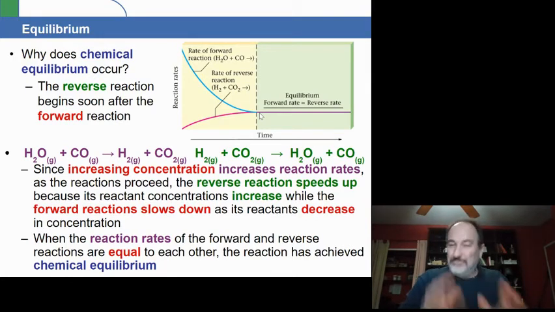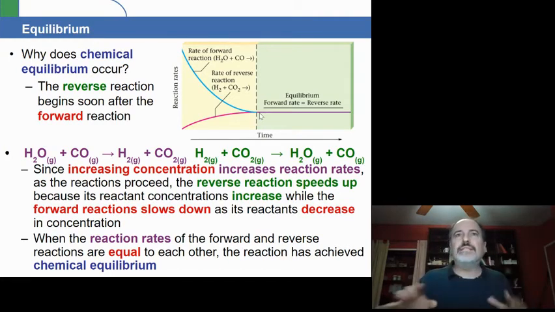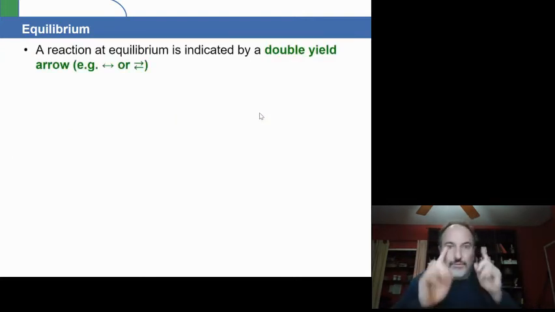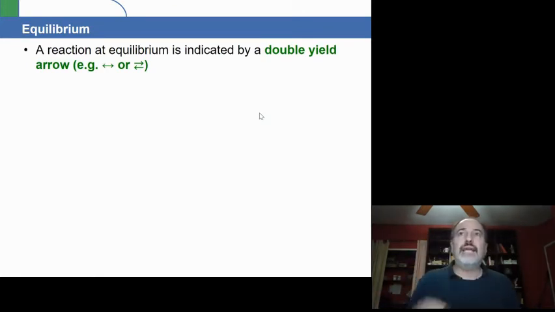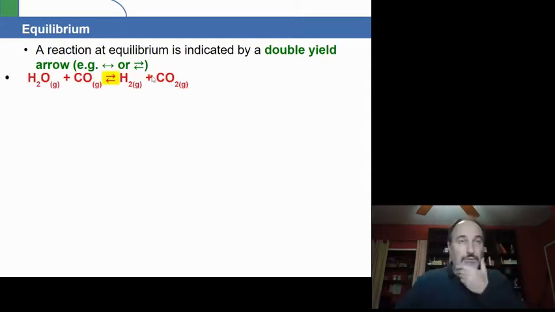All right. Big concept to get here, but it's a very important one. And we're going to see how this concept of dynamic equilibrium works in the activity dynamic equilibrium. But a few things to note about it. First of all, a reaction at equilibrium is indicated by a double yield arrow, either a single arrow that has two arrowheads on it, or a reaction arrow like this, where you have one forward and one reverse. For example, what you see here.